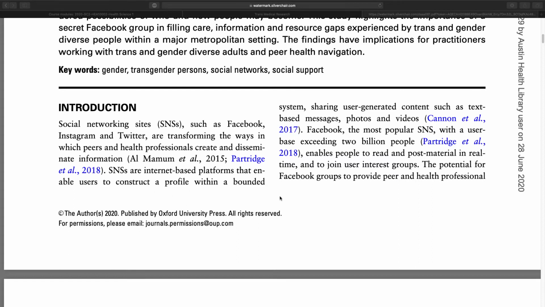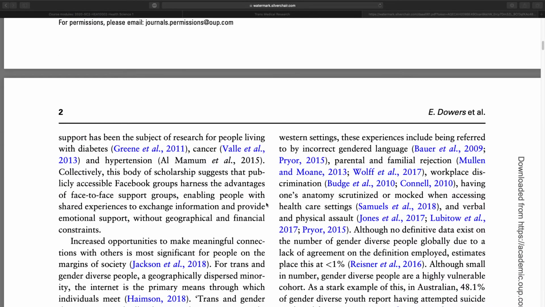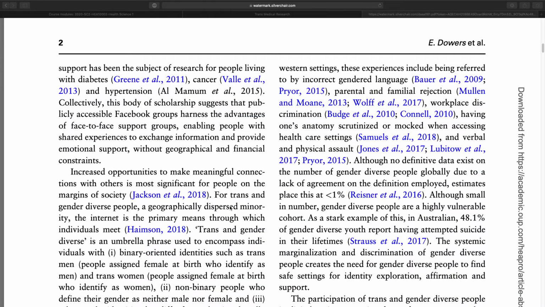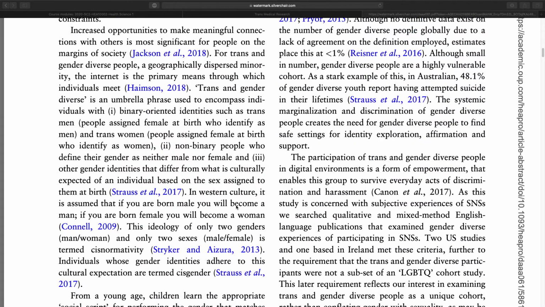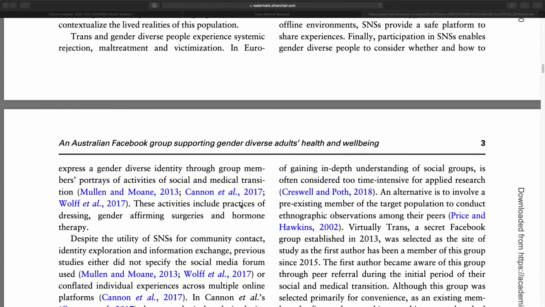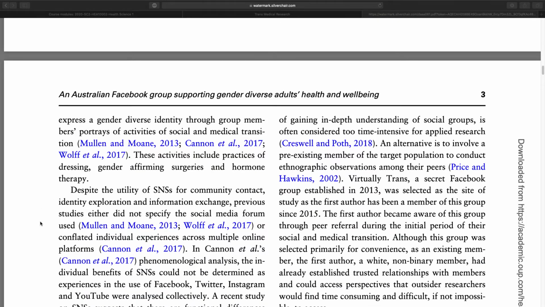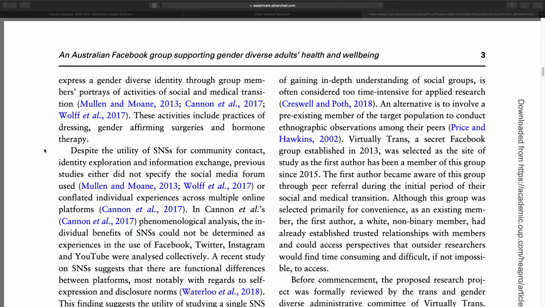So in this introduction, I'll see if I can remember it. I wrote this over a year ago. So this research is about the experiences of trans and gender diverse adults in a secret Facebook group. So I begin by talking about social networking sites, of which Facebook is a paradigm example. I talk about the utility of secret Facebook groups for trans and gender diverse adults, and then I reflect on some previous literature. So what other scholars have identified in terms of the benefit to health and well-being of participating in secret Facebook groups. I also highlight some research knowledge gaps in this particular section here that begins despite the utility of SNSs.